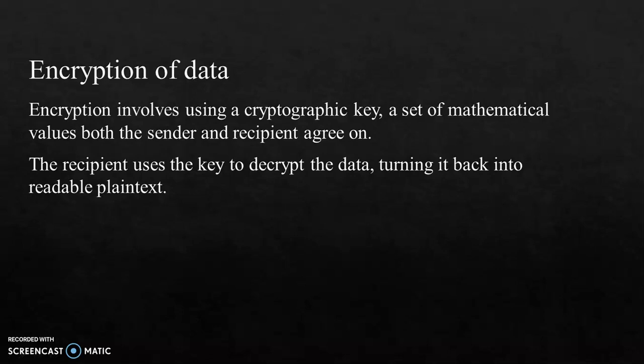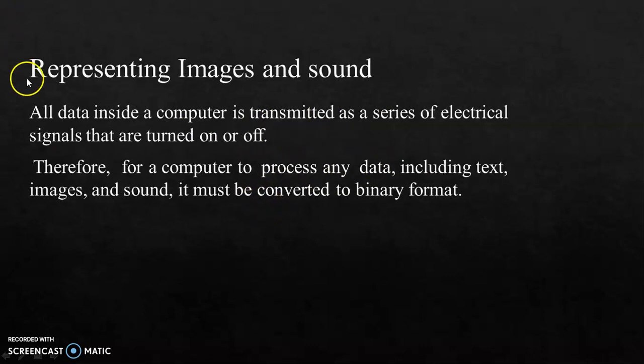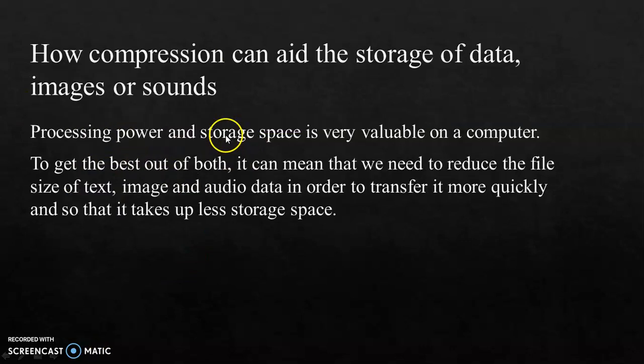Encryption of data. Encryption involves using a cryptographic key, a set of mathematical values both the sender and receiver agree on. Representation of image and sound. All data inside a computer is transmitted as a series of electrical signals that are turned on or off.